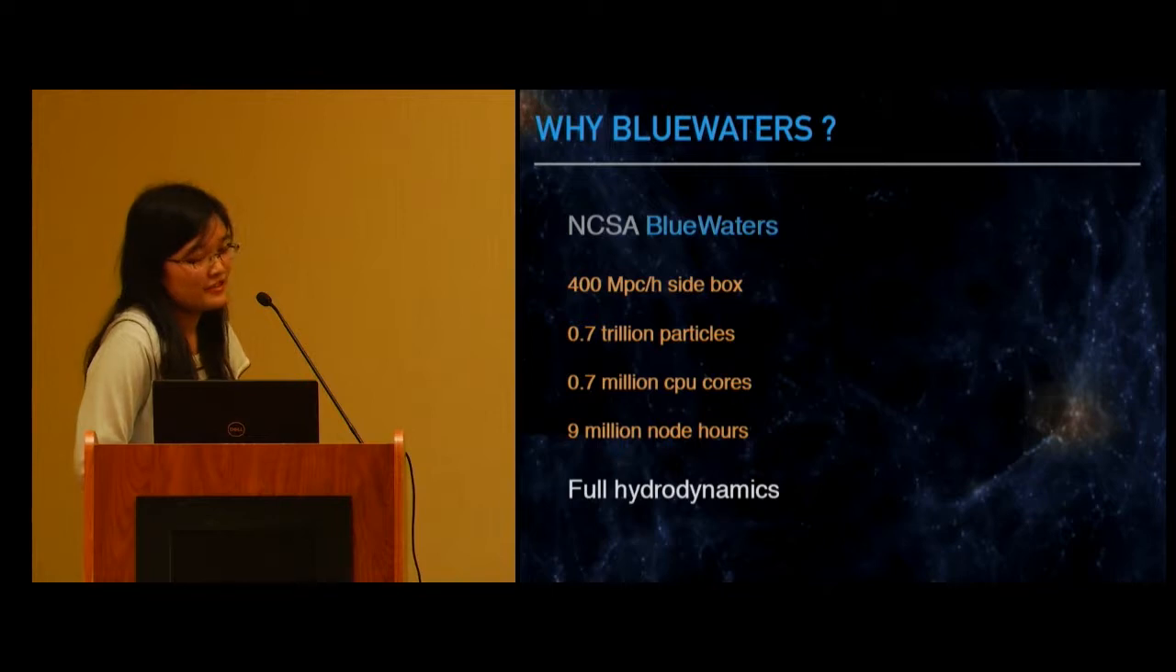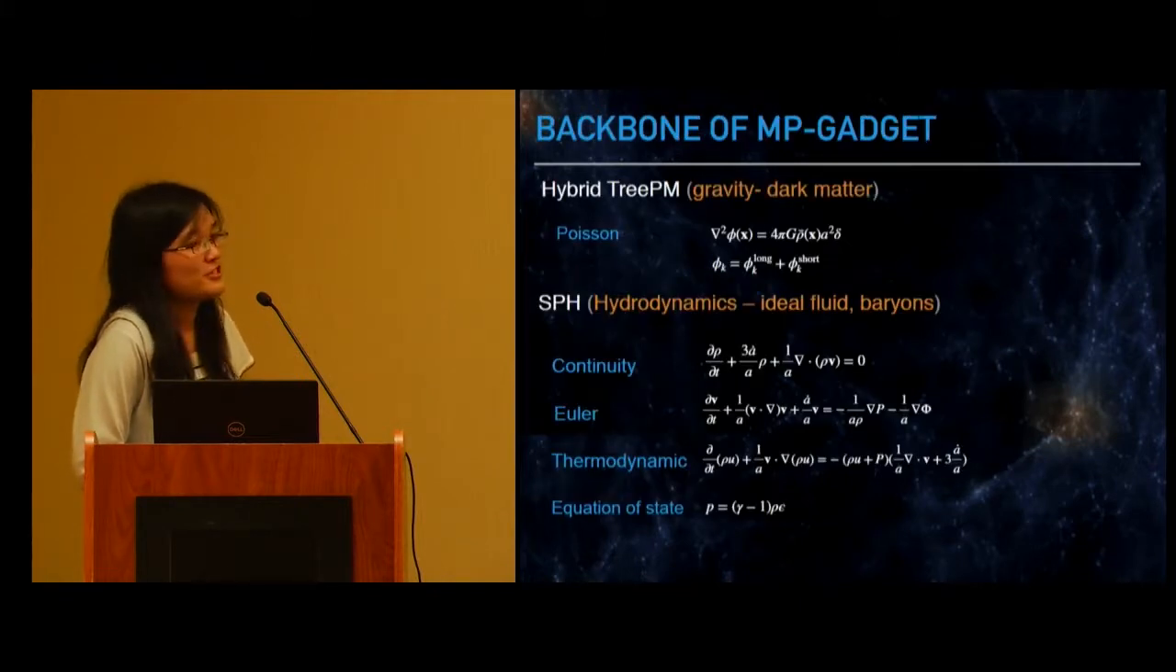So BlueTides is a near full-machine run that uses 20,000 nodes simultaneously to simulate close to 1 trillion particles in a 400 megaparsec box. And we're doing this in a full hydrodynamic simulation. The BlueTides simulation is based on the code named MP-Gadget, massively parallel Gadget. This is based on the very popular cosmological simulation code Gadget, which is a particle-based code.